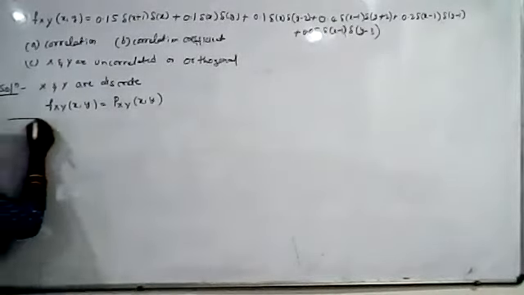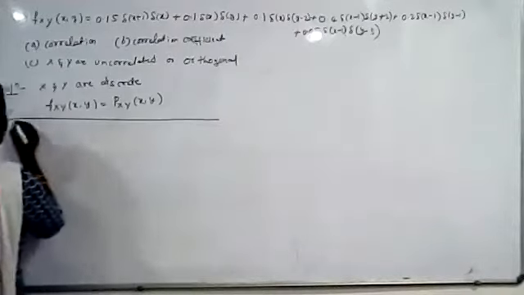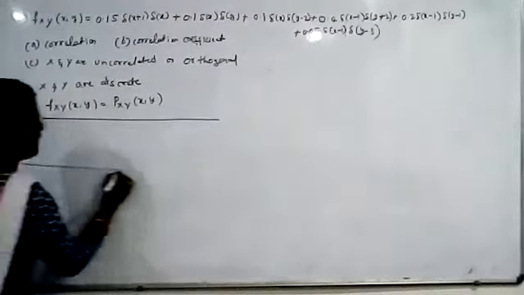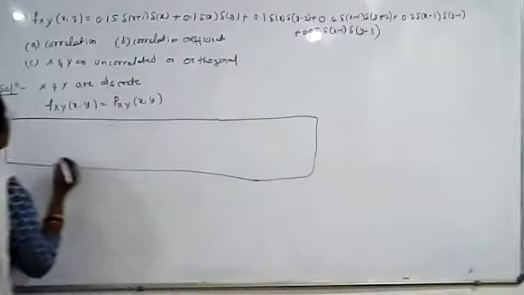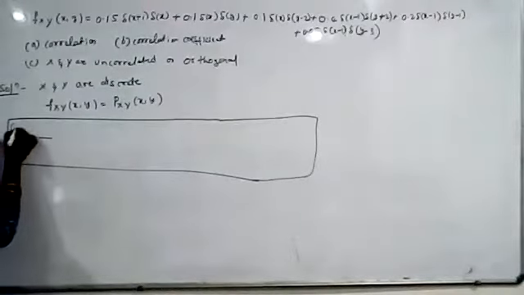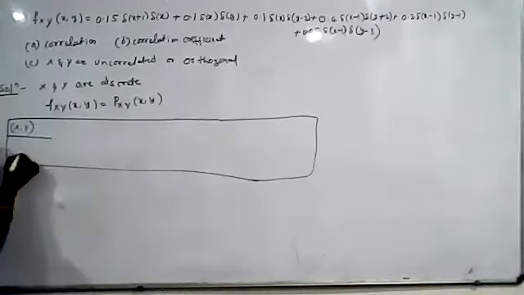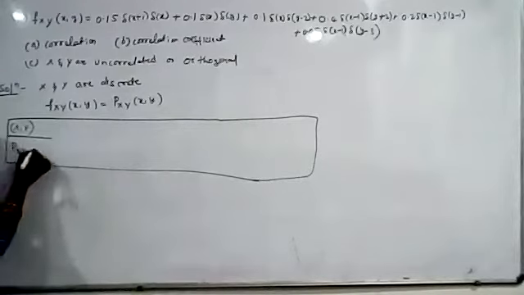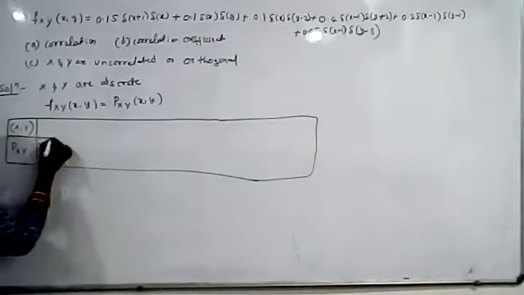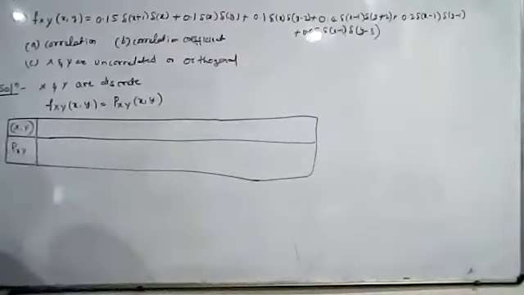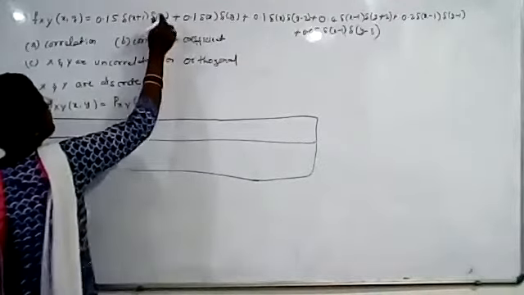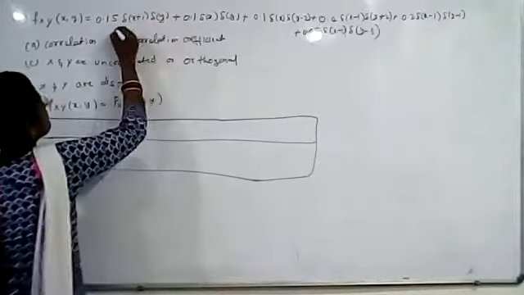Okay. Now we just write this table. Here we are writing the x, y values and the corresponding probability. Can you tell me what the x, y values are here?